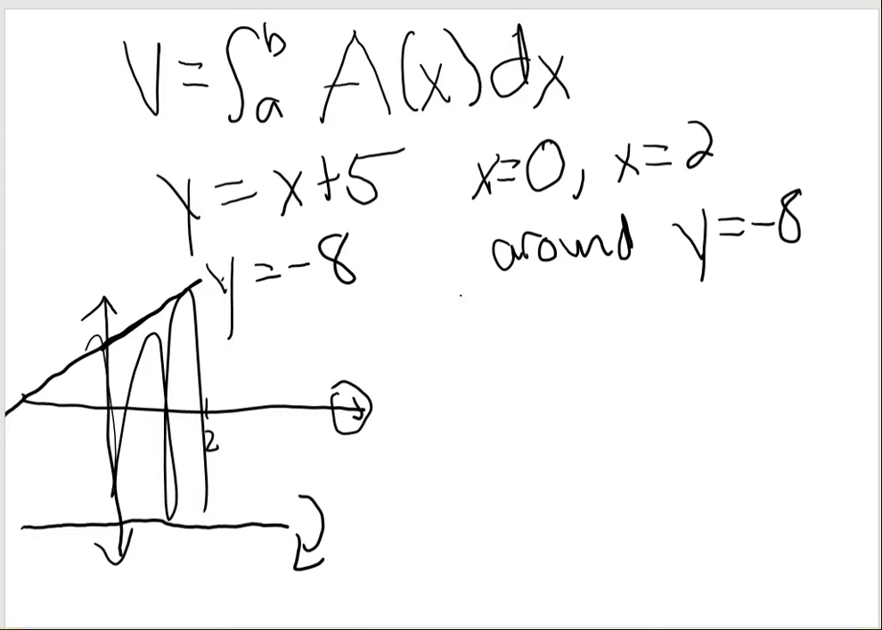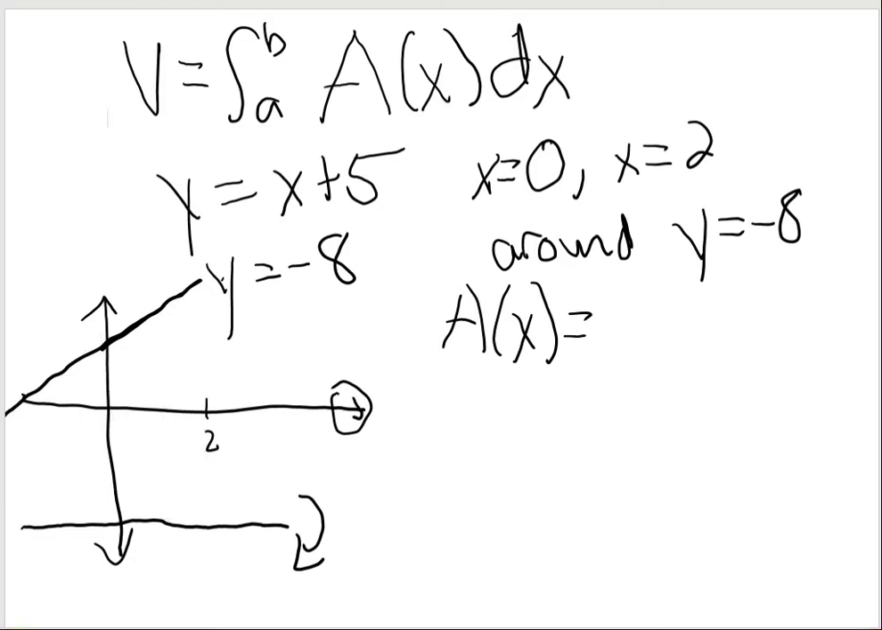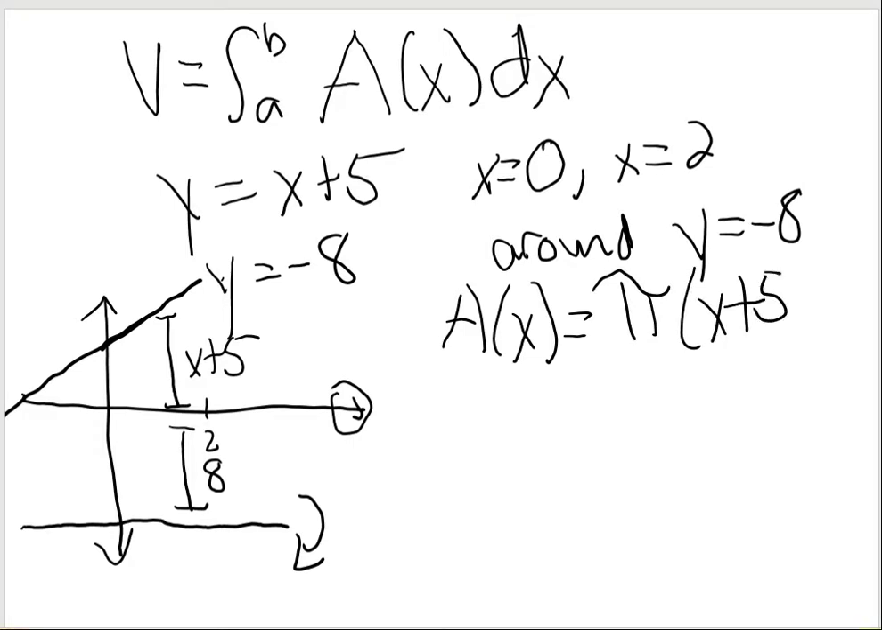So our thought process should first be, let's find what A of x is. Now we know what this distance is. Right? That's just the function itself. That's x plus 5. And we know what this distance is. y equals negative 8, so it's from 0 down to negative 8, so that's a distance of 8. So the total distance is going to be x plus 5 plus 8.